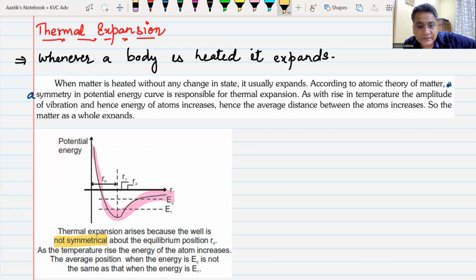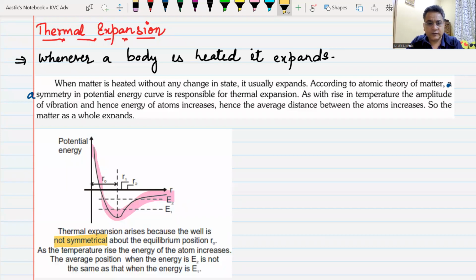And that is why, when any body is heated, it will expand in volume. We just have to remember that this curve is not symmetrical, and because of the increase in vibration, the average distance increases, because only with that increase in average distance is the potential energy minimum. Do we understand this? Yes, sir. Please note it down. Let me know once you are done.